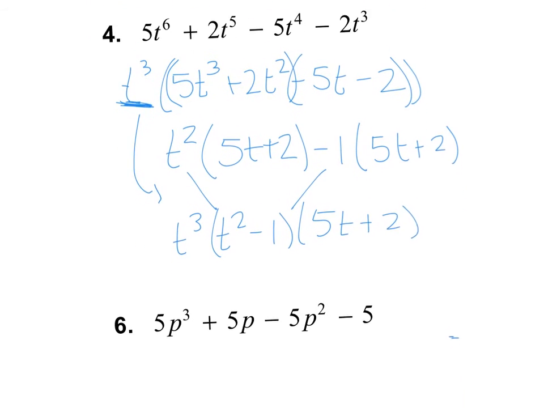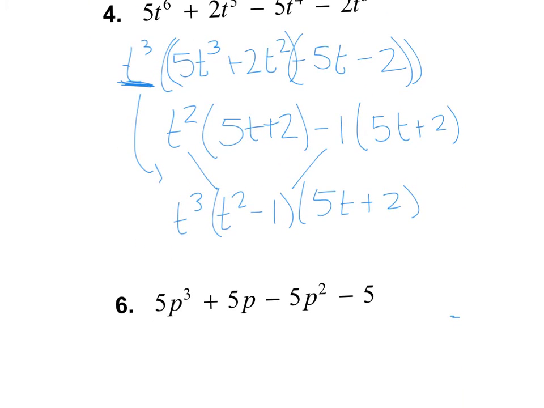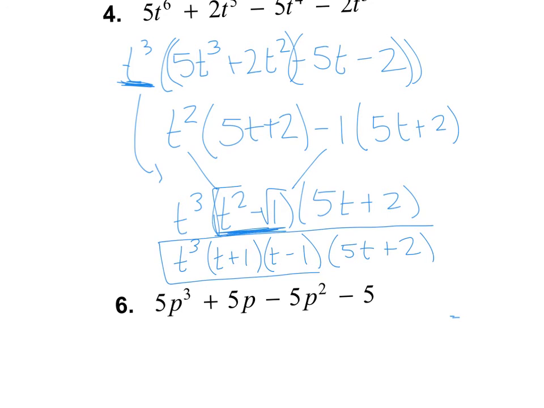But once again, you're not done. You actually have this right here, which is the difference of squares. So this can be broken down. Square root, one's plus, one's minus. Square root of t squared is t. Square root of 1 is 1. And then t minus 1. T to the third comes down. This comes down. And that is your answer.